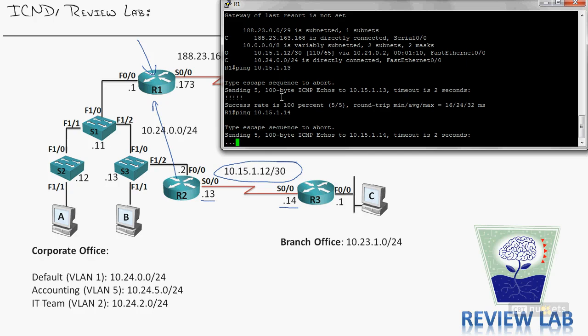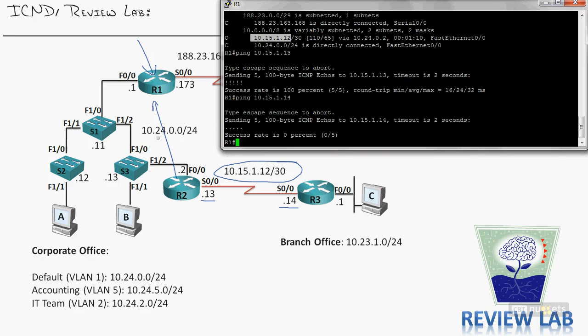Now, okay, wait a sec. If it knows about this network, 10.15.1.12, if it knows how to get there, it knows how to get to router 2, it should be able to get to this just fine. Is that true? Yes, it is. Actually, it is absolutely true.